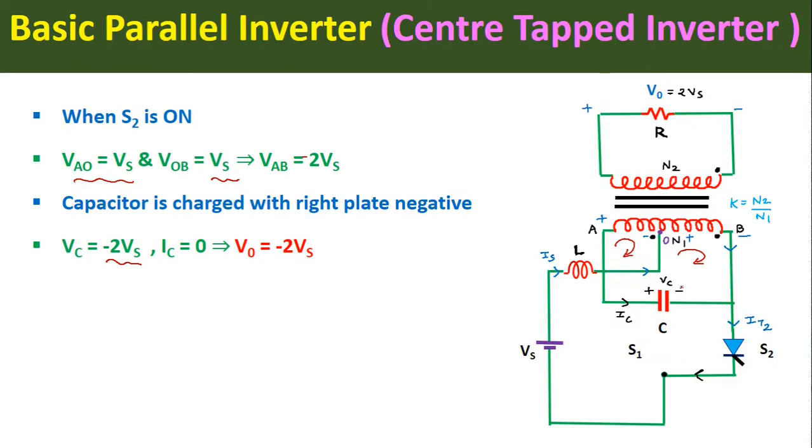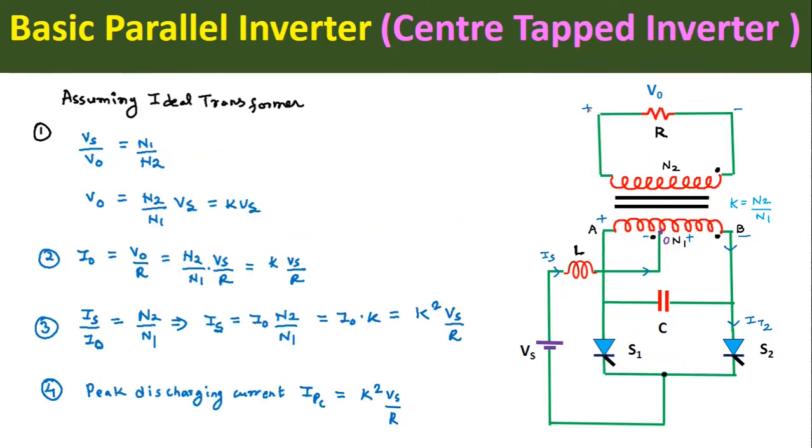The voltage across the capacitor polarity is also reversed. The voltage across the primary winding polarity is also reversed, and the voltage across the load resistor will also be reversed here. So the load voltage will also be equal to minus 2Vs because this capacitor is connected in parallel to this load resistor through this transformer. Now we will consider that this transformer is an ideal transformer, and we will take the turns ratio N2 by N1 equal to K.